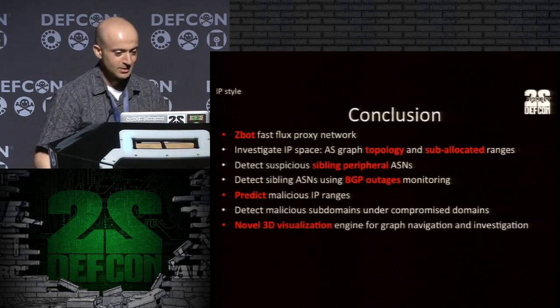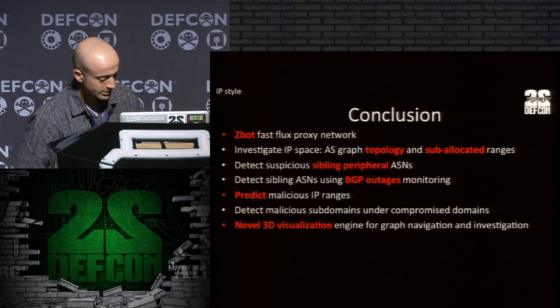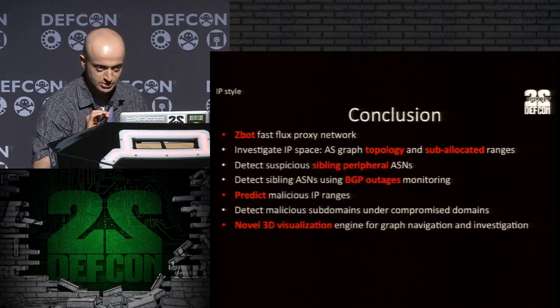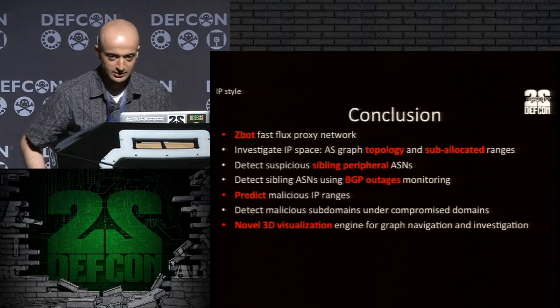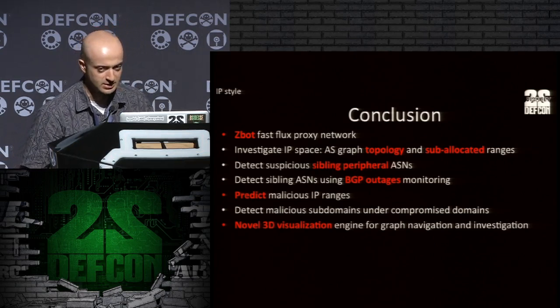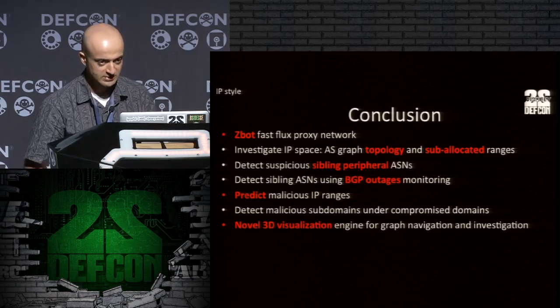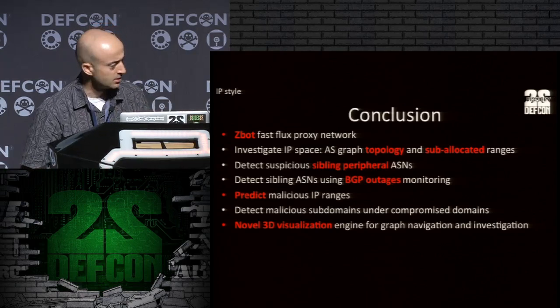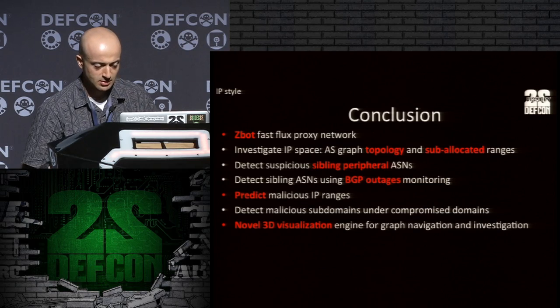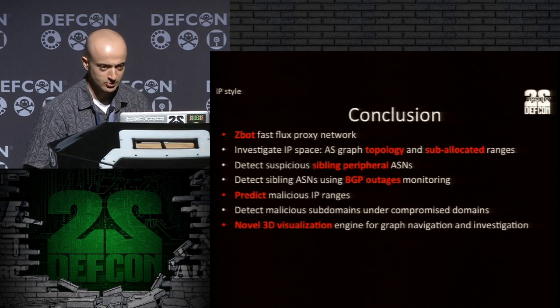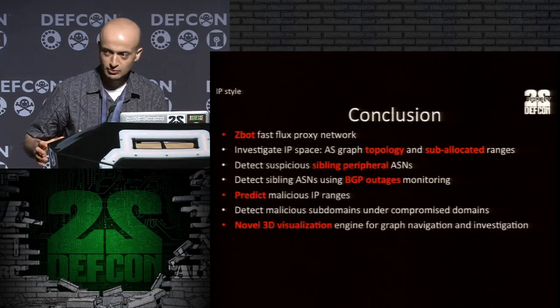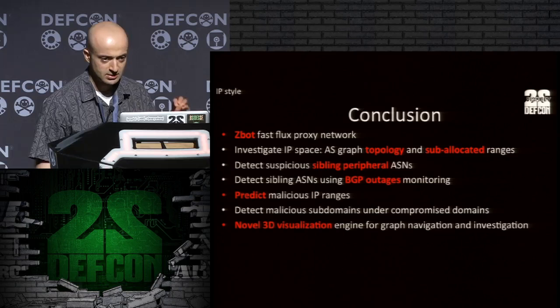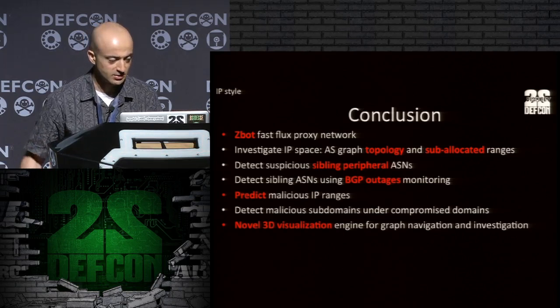Thank you, guys. So, in conclusion, what we shared with you was research about catching maliciousness on the internet from a DNS and IP perspective. For DNS, we looked at the ZBot fast flux proxy network. We described how we catch the domains and how it's multi-purpose and highly used by current malware. And then on the IP side, we looked at two granularities, the sub-allocated ranges and the ASN graph topology.